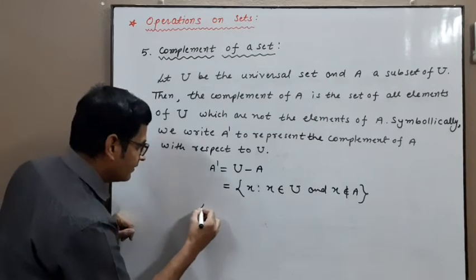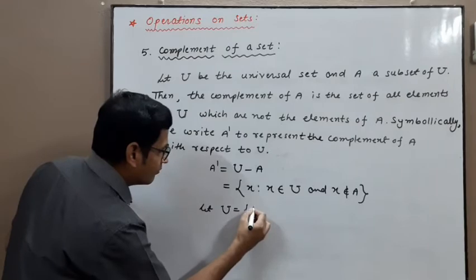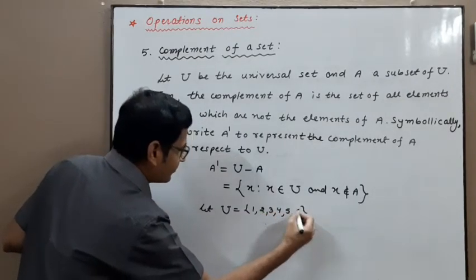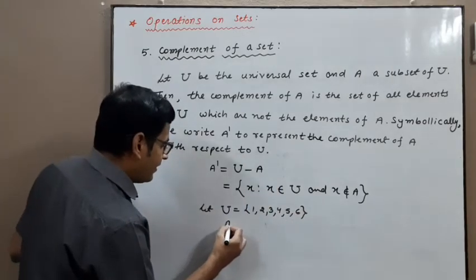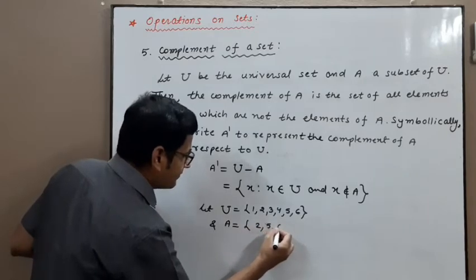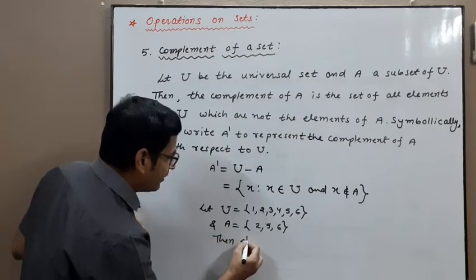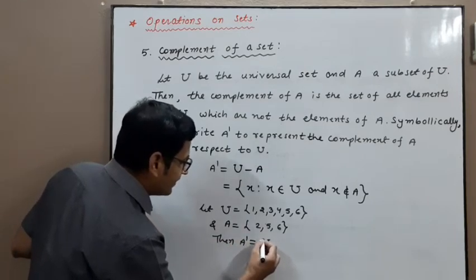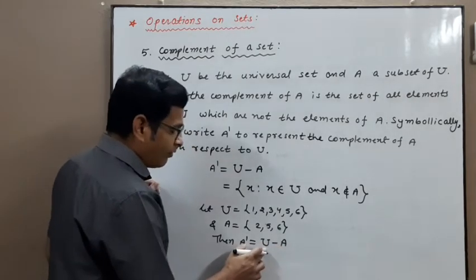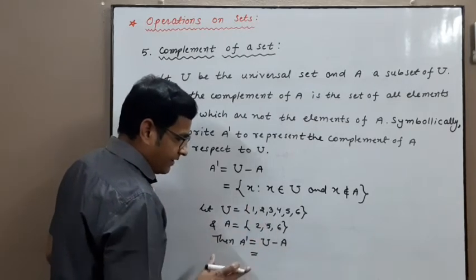For example, let the universal set equal {1, 2, 3, 4, 5, 6} and A is equal to {2, 5, 6}. Then complement of A is equal to universal set minus A. And U minus A is the set of all those elements which belong to U, not to A. So don't write any element of A.